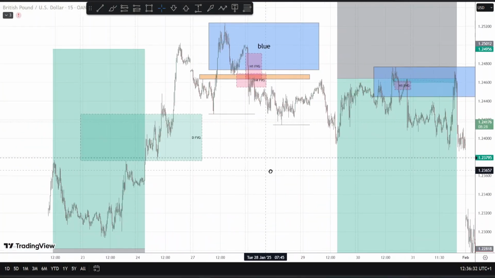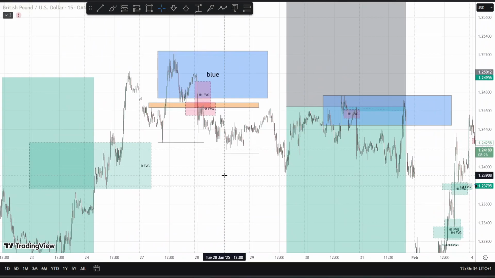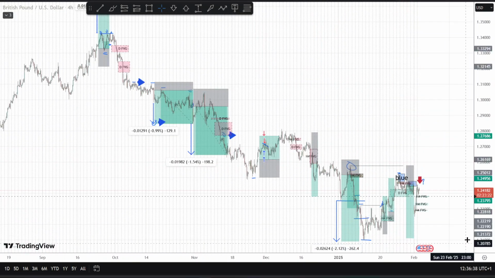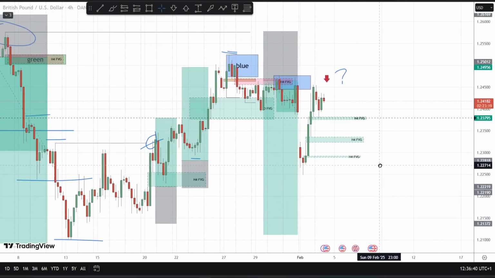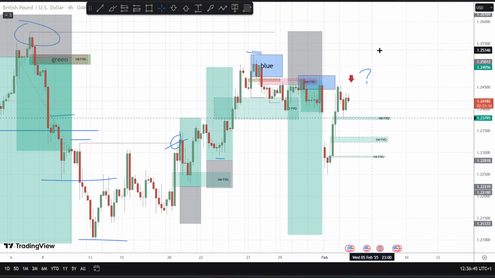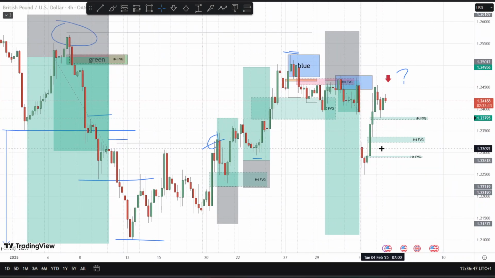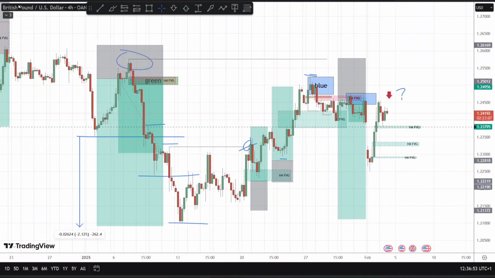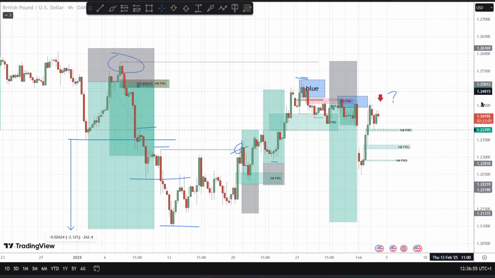Oh yes, so I'm going to go over some ideas for, let's see, just go like this, zoom in. So this trade right here, this one position, we're going to talk about it. Okay, so this is the H4 chart, and this is pound dollar, also known as cable.